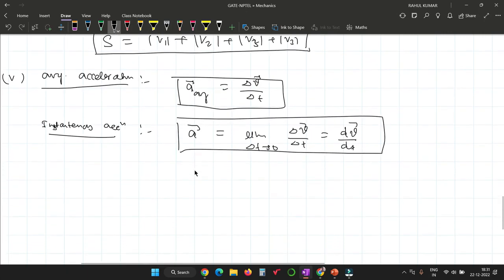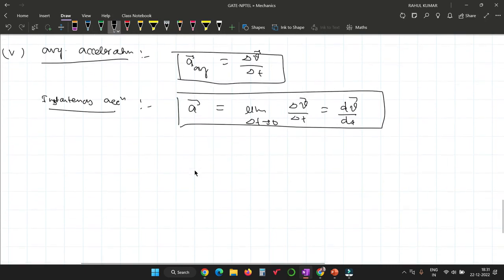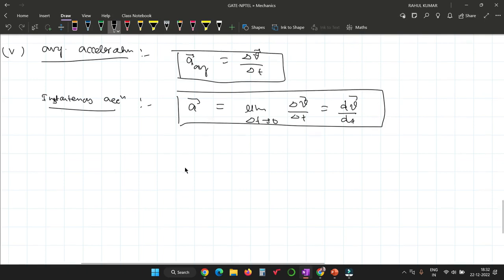Okay, so if you want to realize, you can see that A will be positive when V is increasing, and A is negative when V is decreasing. Which means if dV by dt is positive, which means the slope of the VT diagram is positive, then A will be positive, and if the slope is negative, then A will be negative.